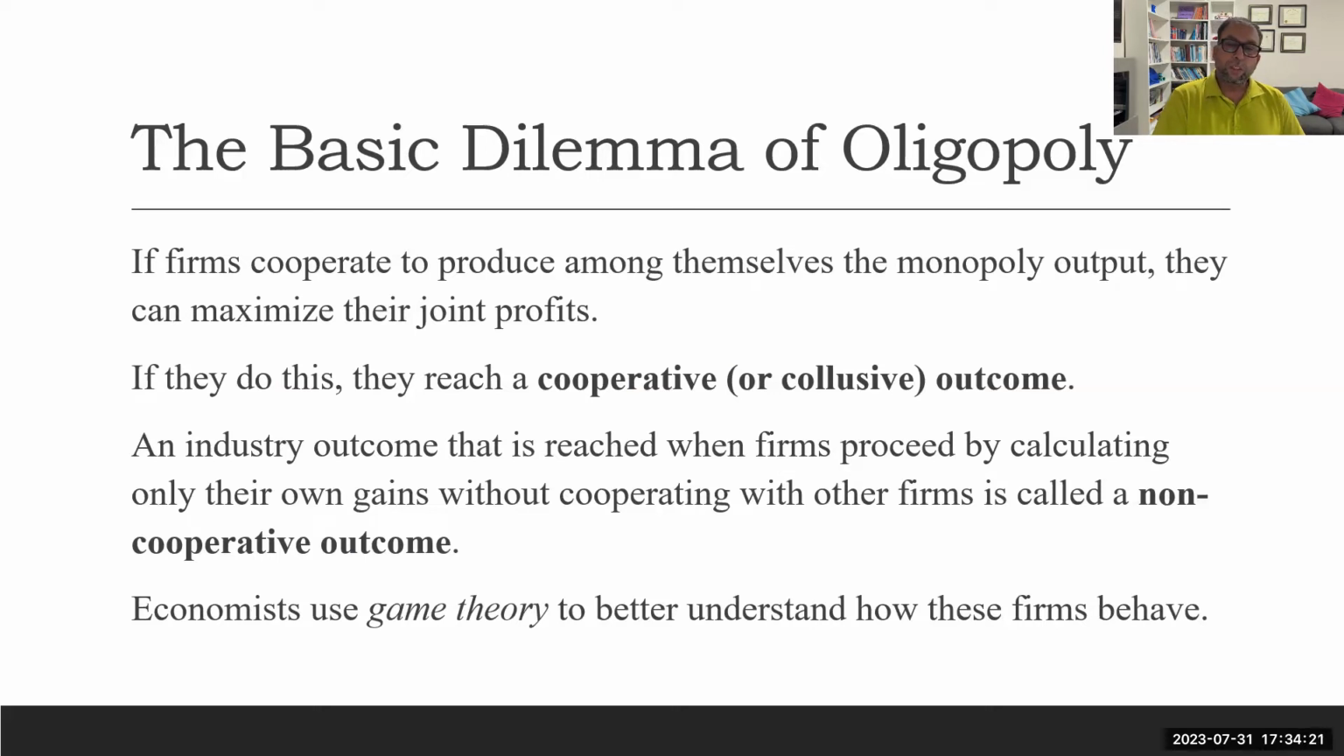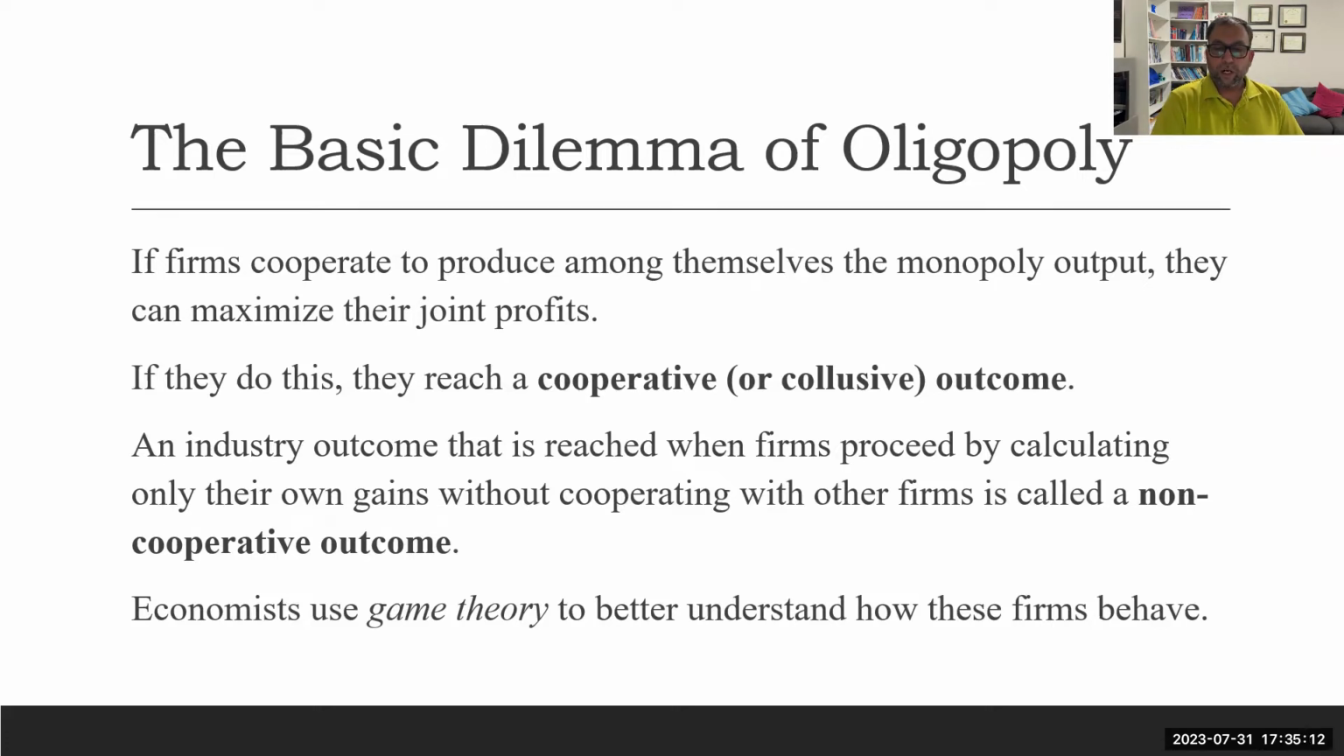So if firms cooperate to produce among themselves the monopoly output, they can maximize their joint profit. If they do this, they reach a cooperative or collusive outcome. If very few firms sit together and decide the output, they can make more profit, a profit like a monopoly. An industry outcome that is reached when firms proceed by calculating their own gains without cooperating with the other firm is called a non-cooperative outcome. The non-cooperative outcome is also possible because they are rivals. They are competing with each other. If they cooperate, that cooperation can work, but not forever. They are separate firms, and they can cooperate or they can go for competition, and that's what we call non-cooperative outcomes.